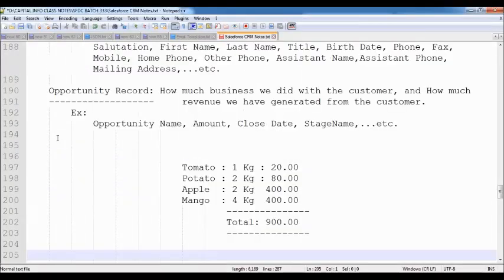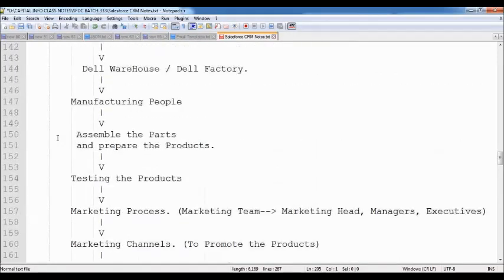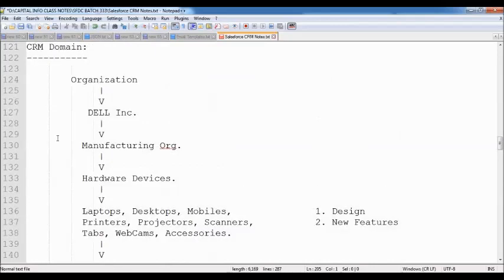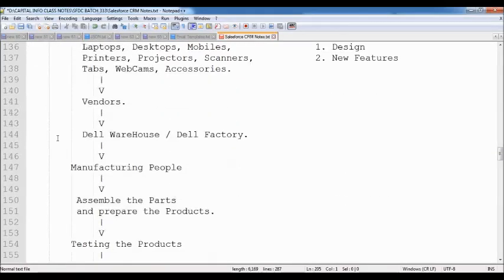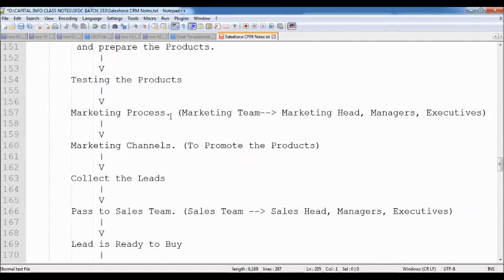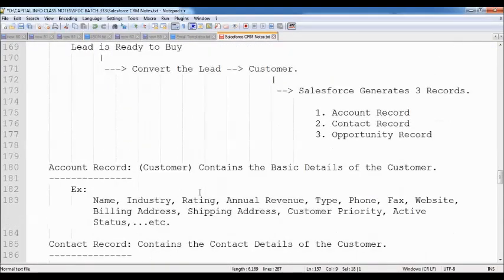We have discussed the CRM process, that means the CRM life cycle. As part of that life cycle, we have discussed the marketing process and the sales process. How they promote the products by using various marketing channels, and what they will do with the help of that marketing process, we have discussed.